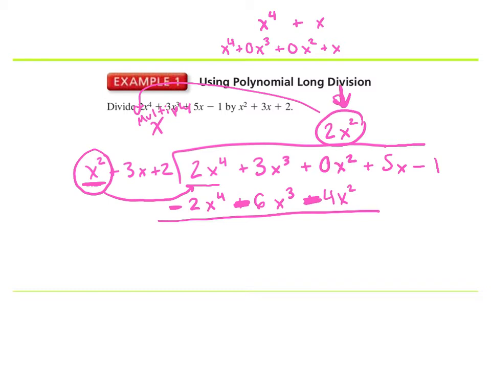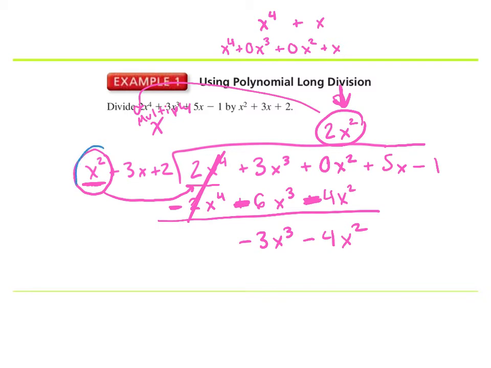So we have to change all of our signs. This way, our first term's going to cancel out. So this first term will always cancel out. And then we just add the next two rows together. So what's 3x cubed minus 6x cubed? Negative 3x cubed. And then what's 0x squared minus 4x squared? Negative 4x squared. And now we do the same thing over again.